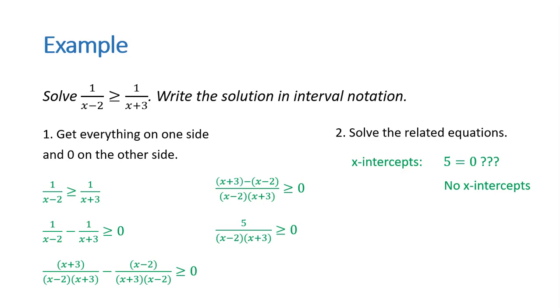So there are no x-intercepts for this graph. For vertical asymptotes, we set our denominator equal to 0. In this case, we have two factors equal to 0. So we get x is positive 2 and x is negative 3. So if we were to graph this rational expression, it has two vertical asymptotes.